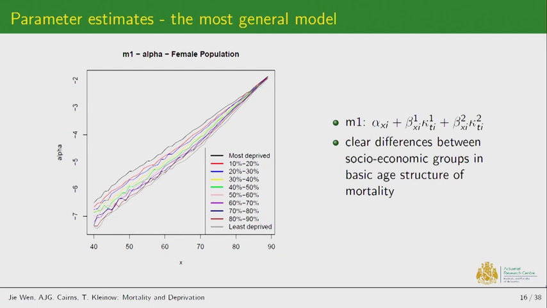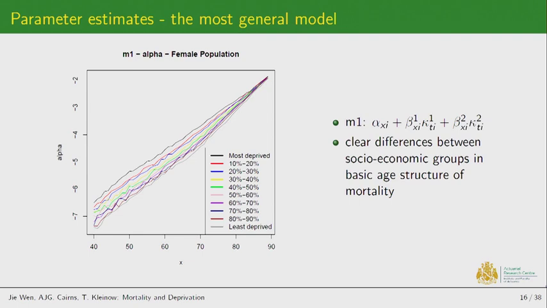So we start with the model M1 here, and of course we have alpha. That's the basic underlying age structure. If we were to model mortality among those 10 groups without looking at trends and time, we would just look at alpha. So if there were no time trend, no changes over time, then we would just look at alpha, a kind of static model. And this is the parameter that we first look at.